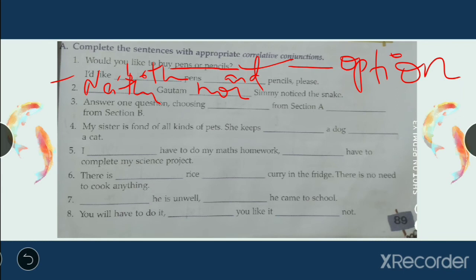Is it understood? Or you can write not only Gotham but also Simi noticed the snake. Understood? So your wish, whichever is applicable to you, you can write. Okay.